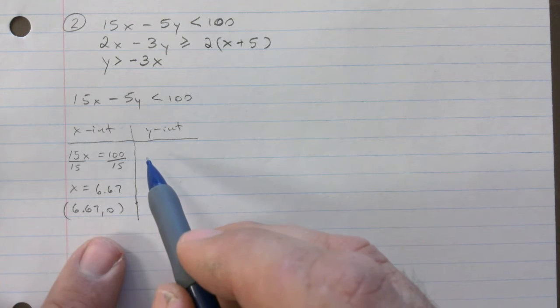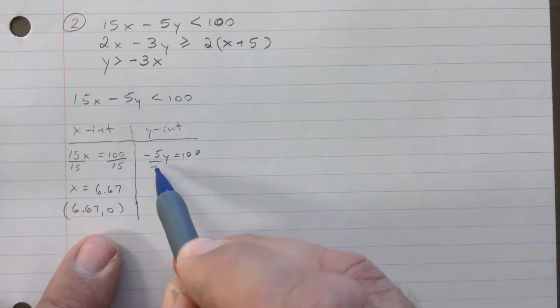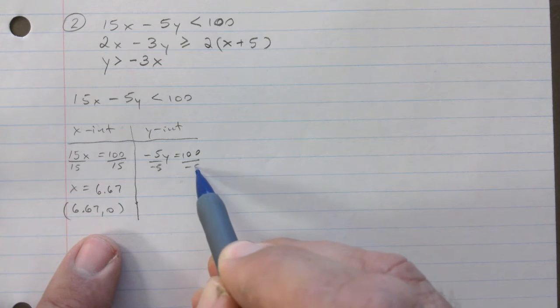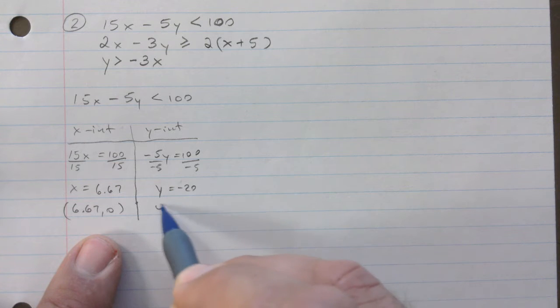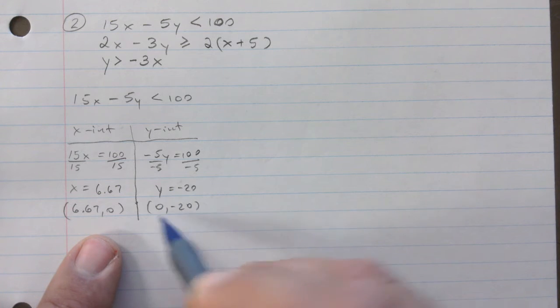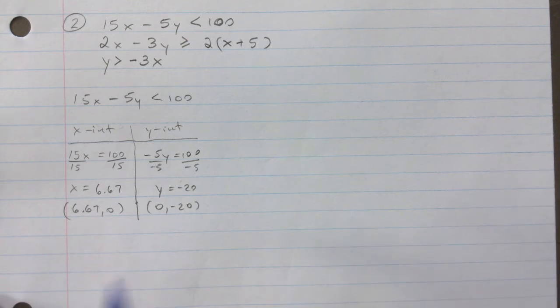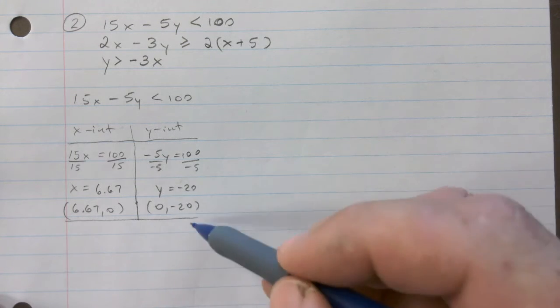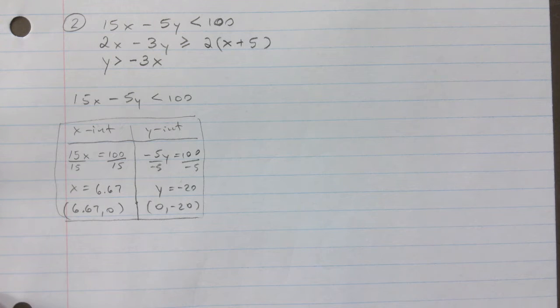If you want to leave it as a fraction, I'm okay with that. Negative 5y is equal to 100. Don't drop the negatives, okay? Y is equal to negative 20, so that's 0, negative 20. So bigger number, right? You should get used to that. They will get even bigger. Okay, so you have that.